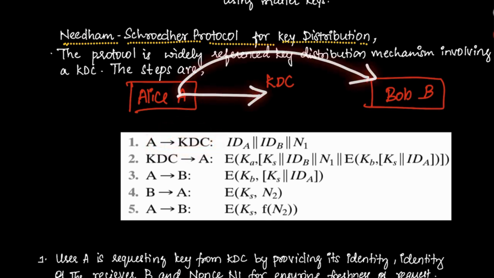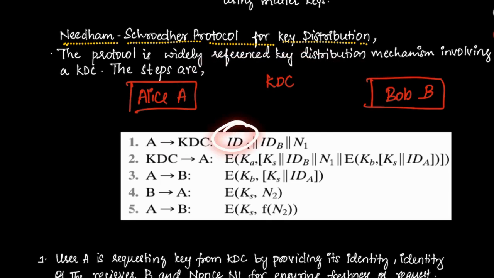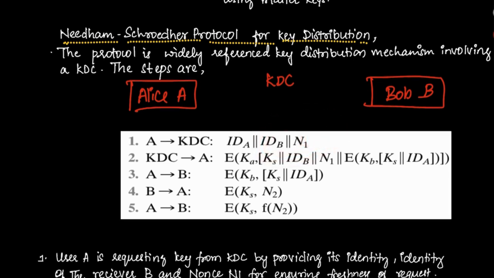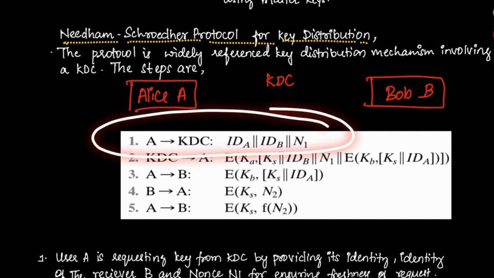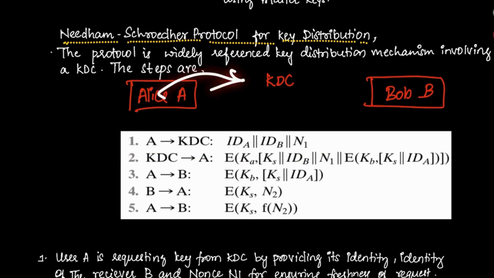In that message she'll have the identifier of Alice, ID A, the identifier of Bob, ID B, and a nonce N1. The nonce is generated by Alice and could be a random number. This is used to ensure that freshness is maintained and to protect against replay attacks. This step informs the KDC that Alice wants to establish a secure communication session with Bob.